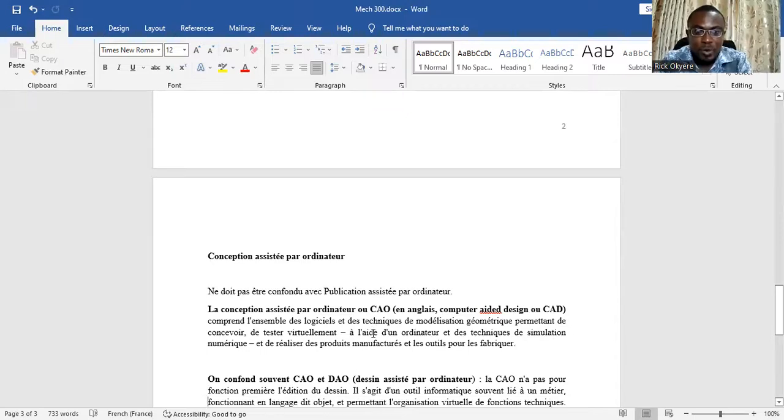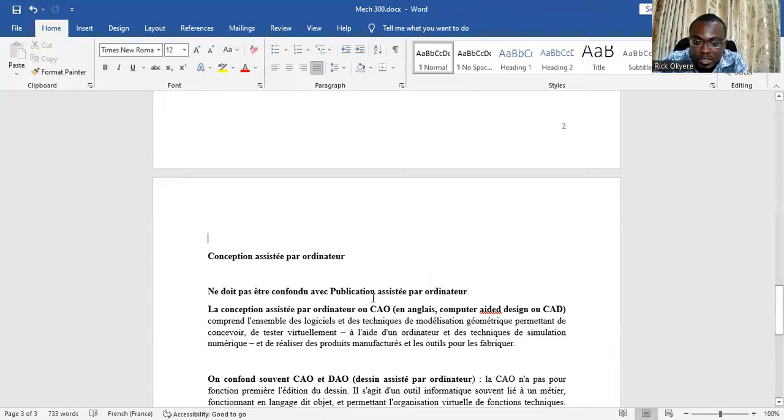So we also have conception assistée par ordinateur. That's another tool that is used to redesign your concept. Okay. Now we have something here which says that ne doit pas être confondu avec publication assistée par ordinateur. Now we are saying that we shouldn't confuse this particular tool with conception assistée par ordinateur. Publication assistée par ordinateur is not the same as conception assistée par ordinateur. They are two different tools.